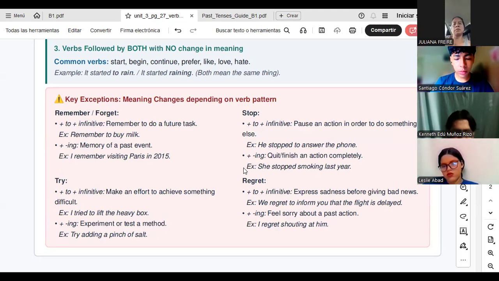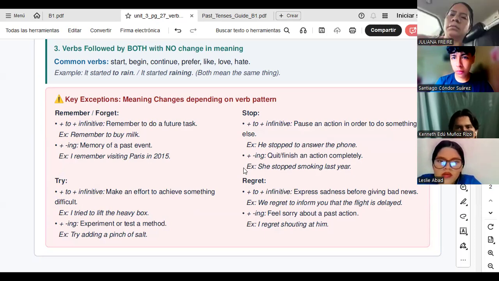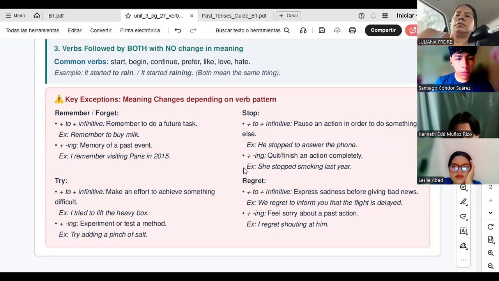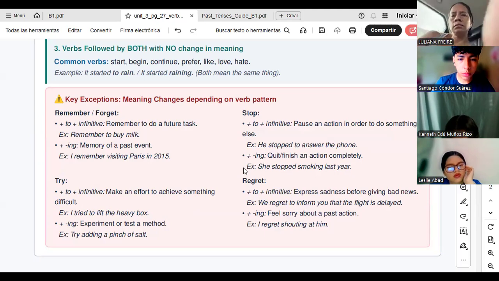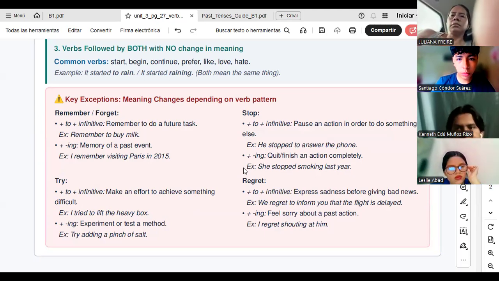Kenneth, we're talking about verb patterns. And verb patterns is when we have two verbs together. Tenemos dos verbos juntos. So, based on the first one, we need to decide if the second one is in infinitive, with to, or in gerund, with ing. Cuando tenemos dos verbos seguidos, el segundo va a ir o en infinitivo o ing.